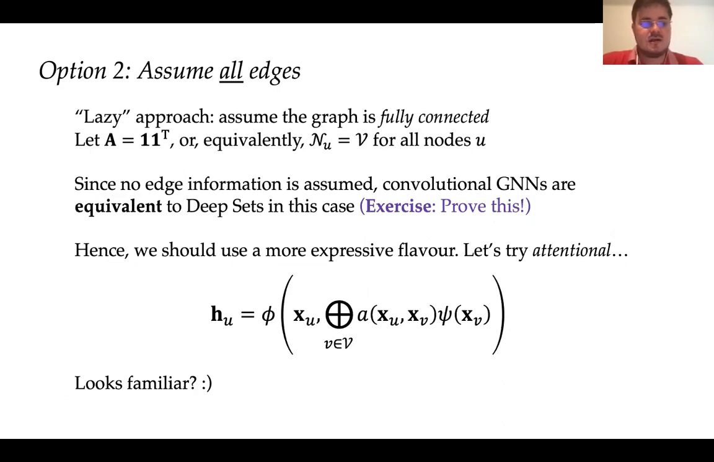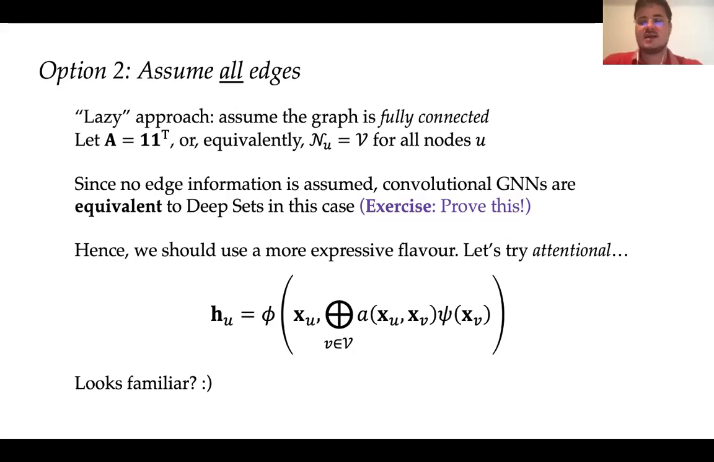And there is a diametrically opposite option, which arguably is the most popular one, and for small enough graphs is probably just what you need. And that's the so-called lazy approach of just assume upfront that the graph is fully connected. So every two pairs of nodes are connected with an edge. So in this case, you can represent the adjacency matrix as a full matrix of ones, which can be represented as an outer product of a one vector with itself. Or equivalently, the neighborhood of every single node is the set of all nodes.